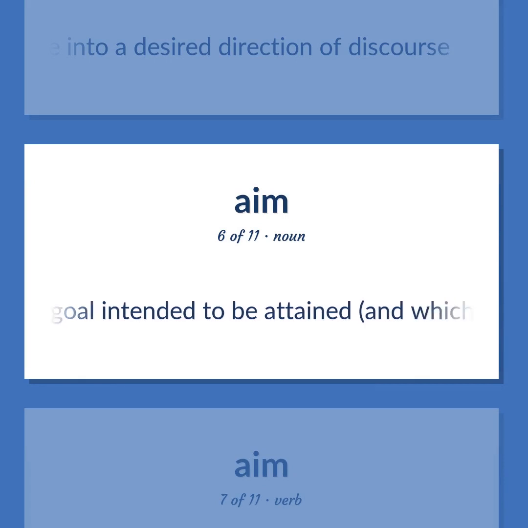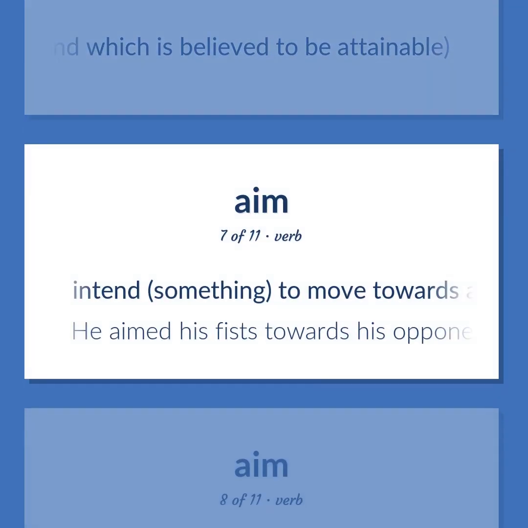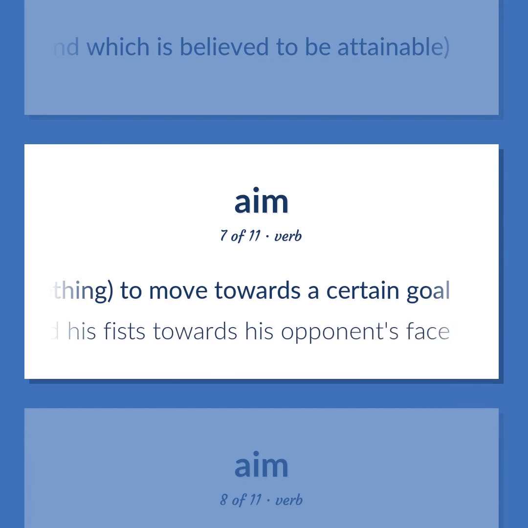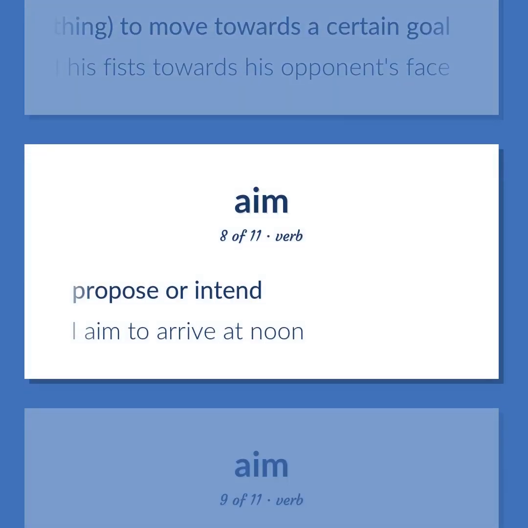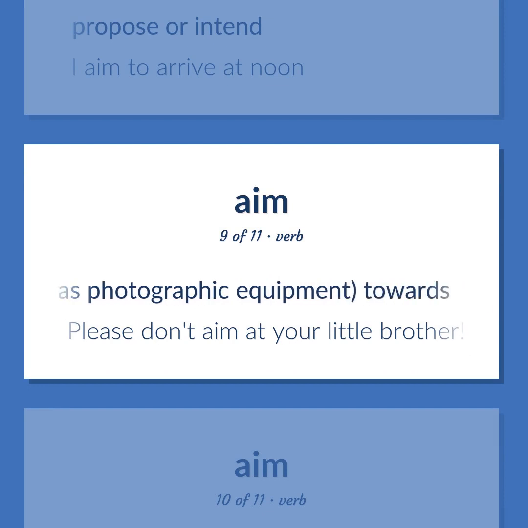The goal intended to be attained, and which is believed to be attainable. Intend something, to move towards a certain goal. He aimed his fists towards his opponent's face. Propose or intend. I aim to arrive at noon. Point or cause to go, blows, weapons, or objects such as photographic equipment, towards. Please don't aim at your little brother.